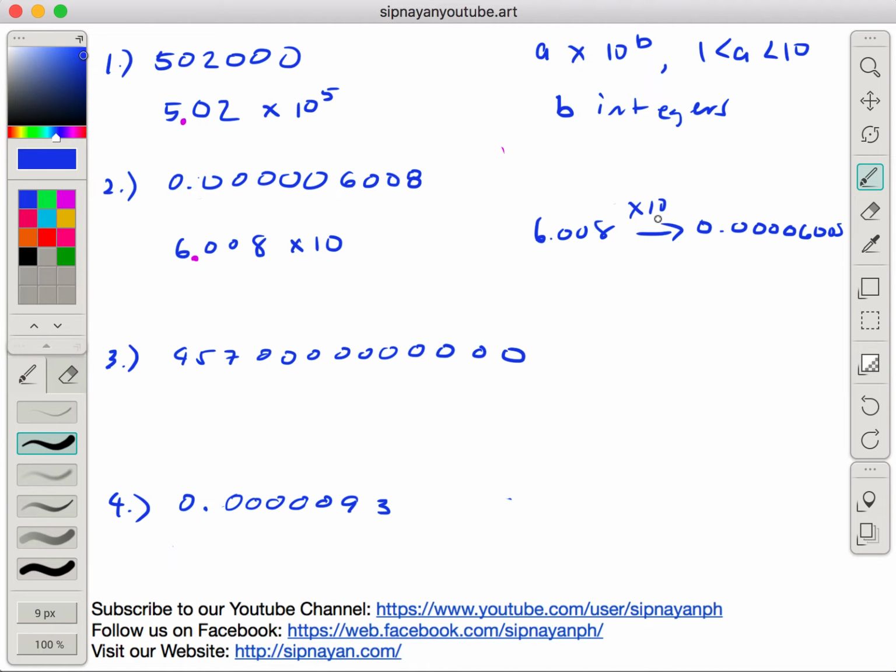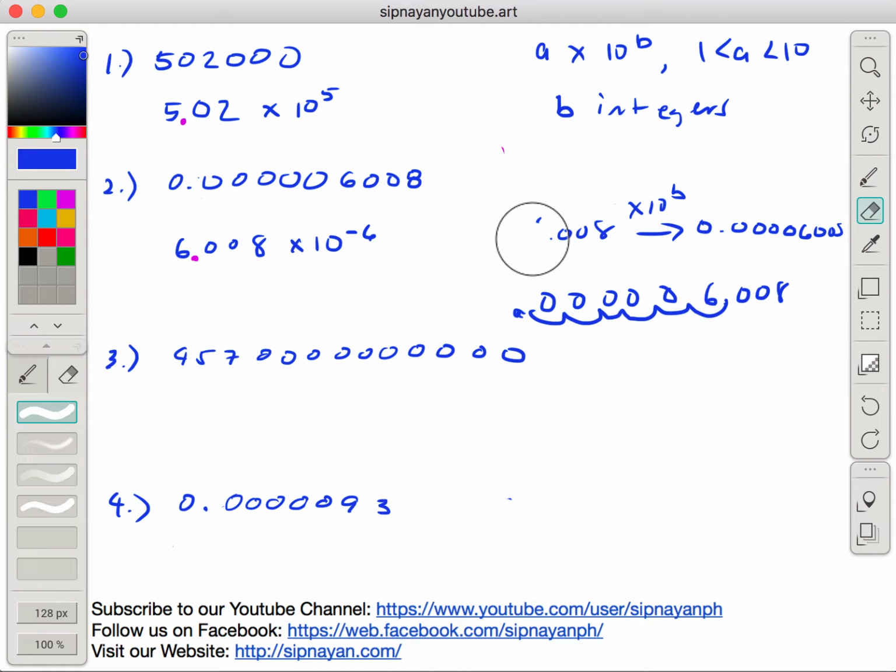Paano yan maging ilan yung ating B? Times 10 raised to B. So from 6.008, hahanapin natin yung decimal point nito. We move to the left. So how many places? 1, 2, 3, 4, 5, 6. So that's 6 places, meaning negative 6 yan kasi from a larger number to a smaller number, we are multiplying with a negative power of 10.